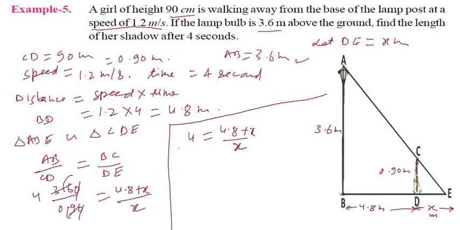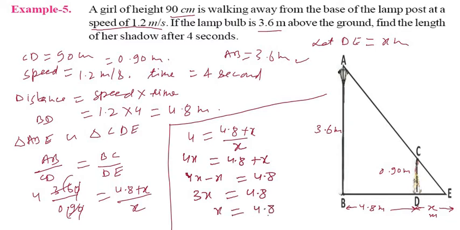Now do the cross multiplication. It will be 4X is equal to 4.8 plus X. So 4X minus X equal to 4.8, so it will be 3X is equal to 4.8. So X will be equal to 4.8 divided by 3. So 3 1s are 3 and 3 6s are 18. That is 1.6 meters. So that is the answer, that is the shadow answer.